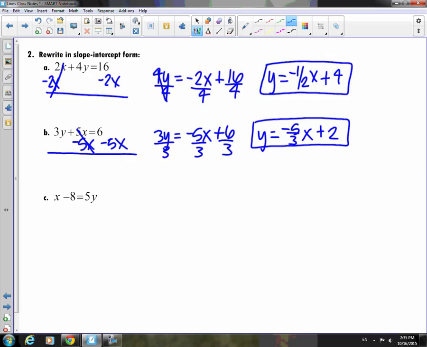Part C, almost in slope-intercept form, only things are written a little bit backwards here. So all I really need to do in this one is divide by the 5 on every part. Keeping in mind there's a 1 on that x, that becomes 1/5 x minus 8/5 equals y. Just written in a little bit backwards format, but not really a big deal there. That is in slope-intercept form.